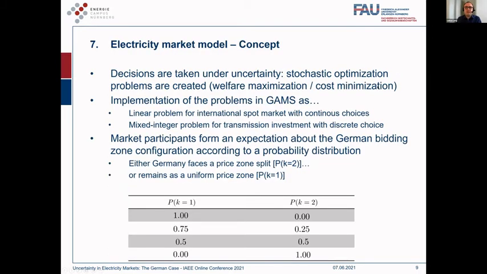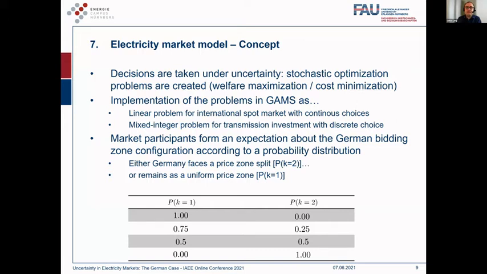So some more words on the concept. As I said, decisions are, in this model-based approach, taken under uncertainty. So we're applying a stochastic optimization problem. And as I said, there are two different ones that we're solving in the end. This is either welfare maximization or a cost minimization, which is known to provide equivalent results in the end. The implementation of these problems is done in GAMS.